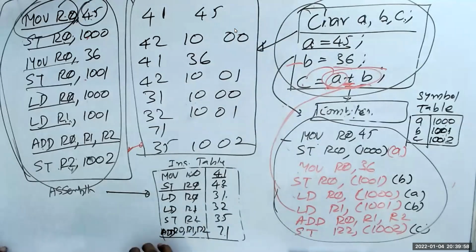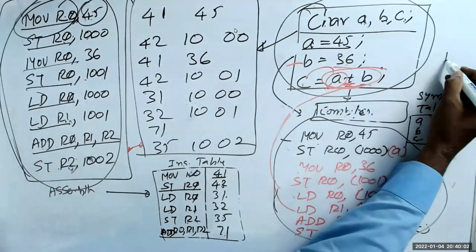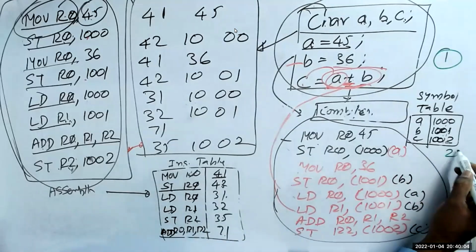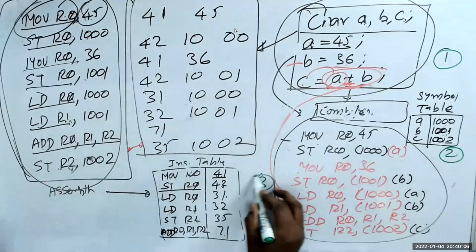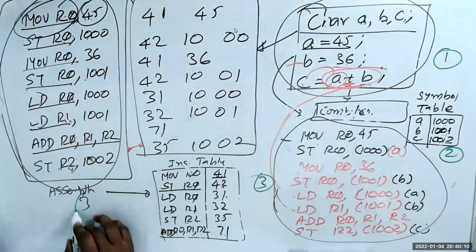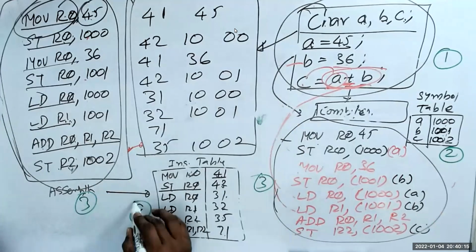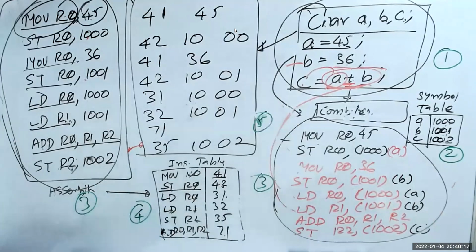Okay, let us number them one by one. This is 1. This is 2. This is 3, and this is also 3. Both are the same, so we call it 3. This is 4, the instruction table. This is 5, the last one. So there are 5 steps.